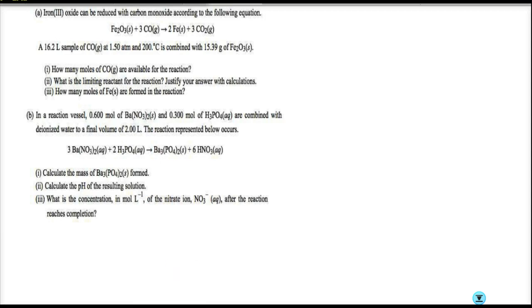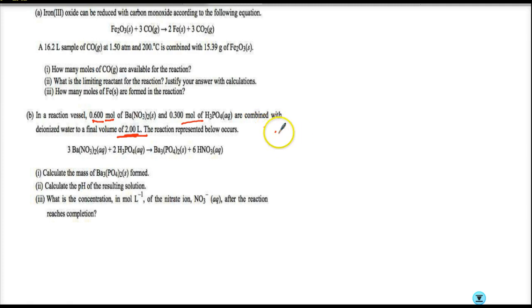In a reaction vessel, 6 moles of barium nitrate and 3.3 moles of phosphoric acid are combined with deionized water to a final volume of 2 liters. Guys, I've got moles, I've got liters. Somewhere I know these liters are going to be important to me, or they wouldn't have said it. All the information, you're going to let the problem lead you. One thing leads to another.